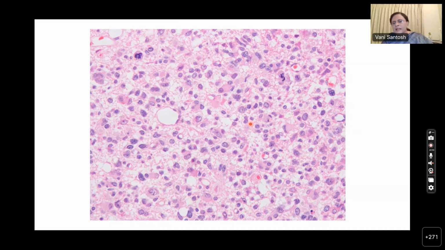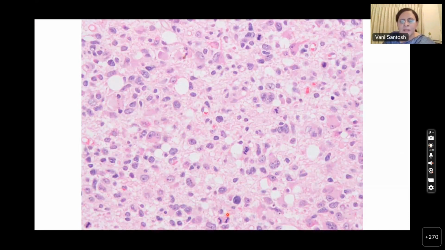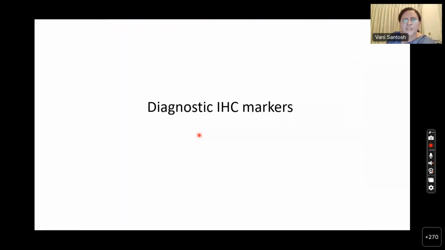So let us look at the next slide now. This is again the same thing. You can see this abnormal mitosis. So many mitotic figures over here. It's very malignant. And you can see this pleomorphism. You can see binucleate cells. Some have abundant cytoplasm. So this is the higher magnification.